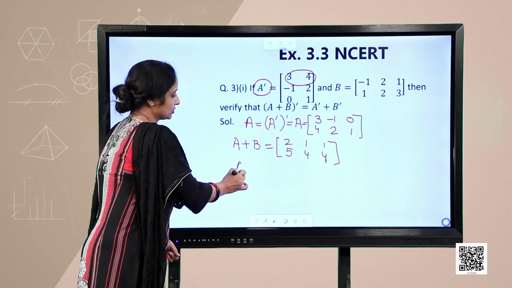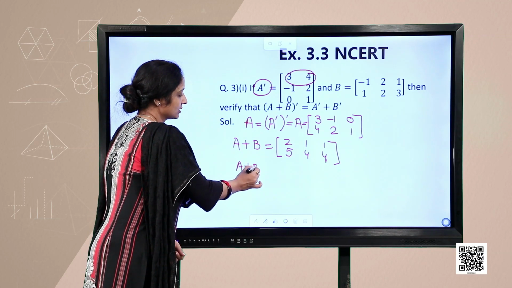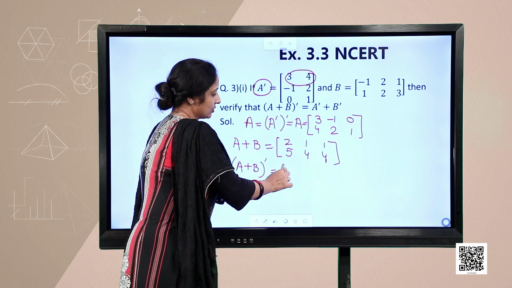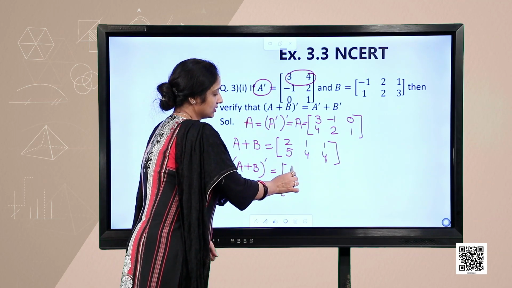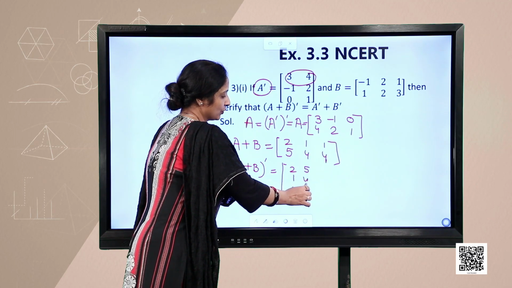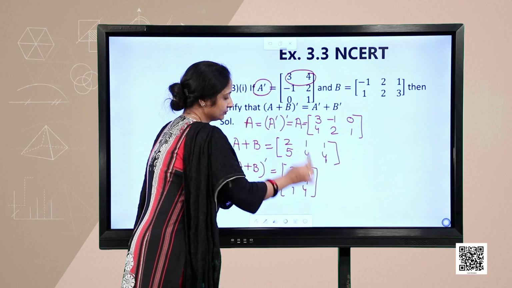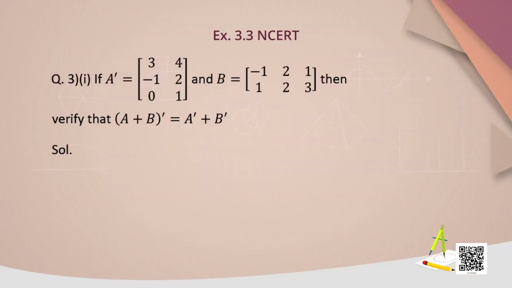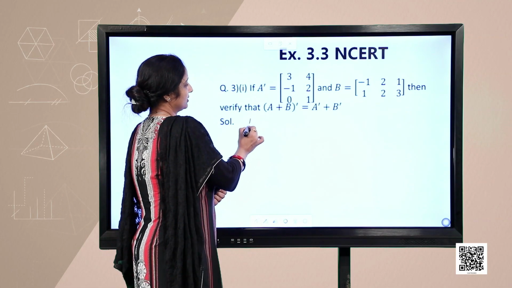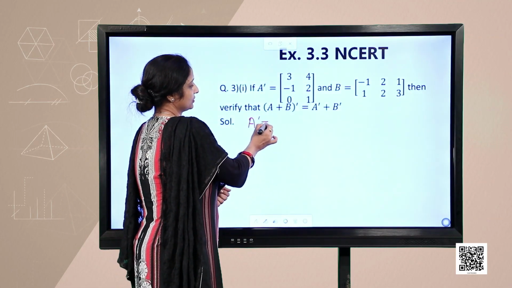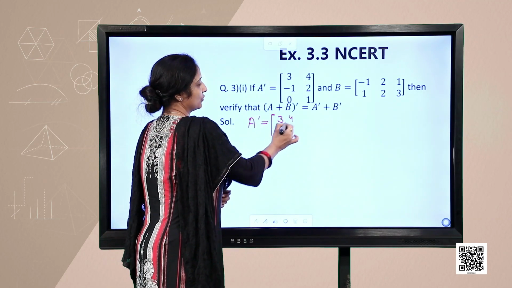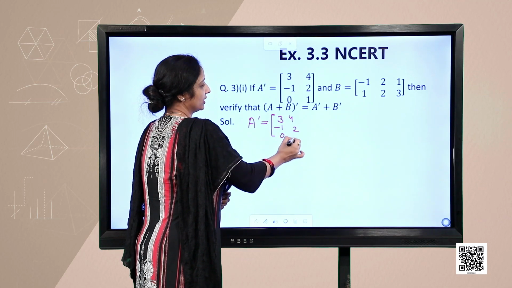After that, we are supposed to take its transpose, A plus B whole transpose. That means you have to make this like this, 2, 1, 1, 5, 4, 4. So let us solve RHS now. For that, I require A transpose, which is already given to me: 3, 4, minus 1, 2, 0, 1.